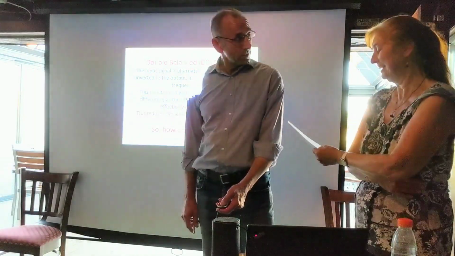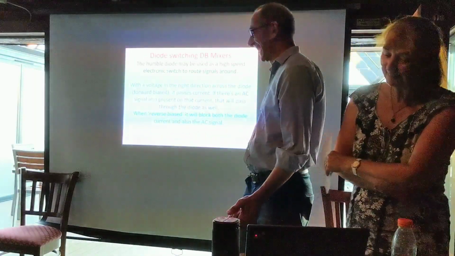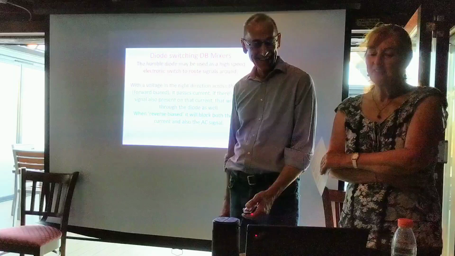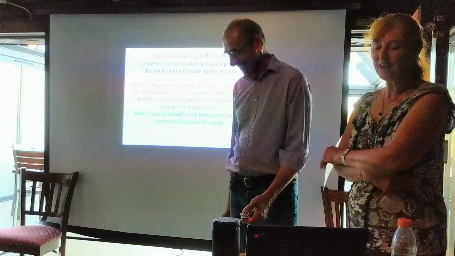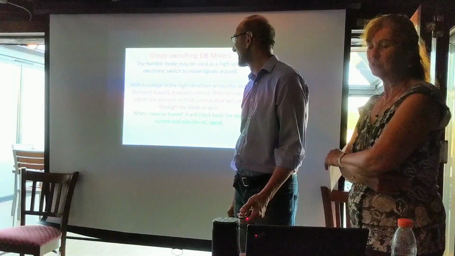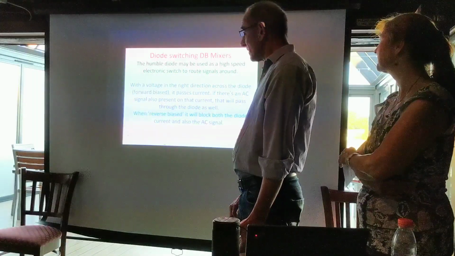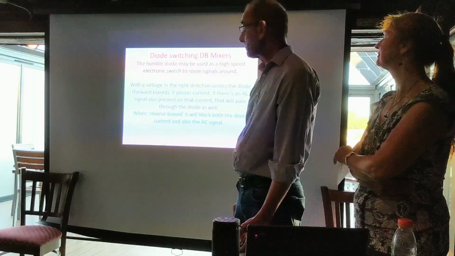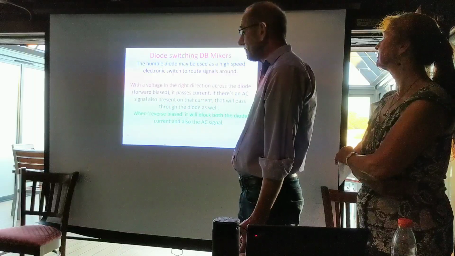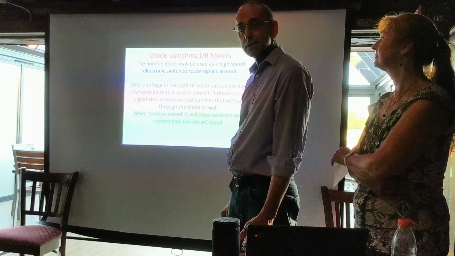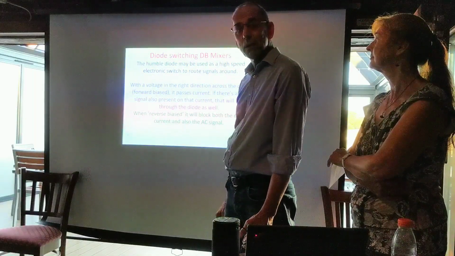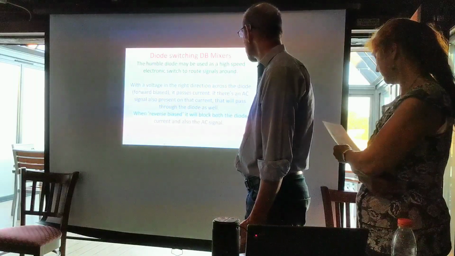So Sue, how can we do this? Well, we could use diodes. The humble diode may be used as a high-speed electronic switch to route signals around. Right, now, a diode, obviously, people know this from rectifying things. If you put the voltage across the right way on a diode, it will be what we call forward biased, and it will conduct electricity.